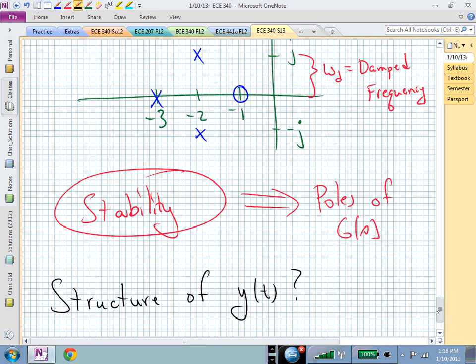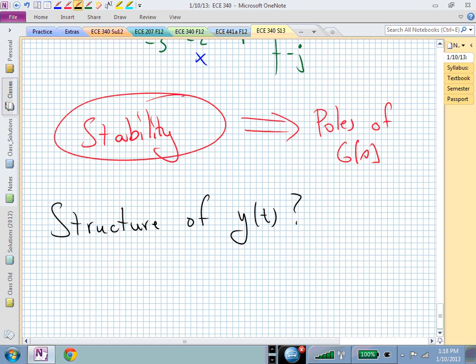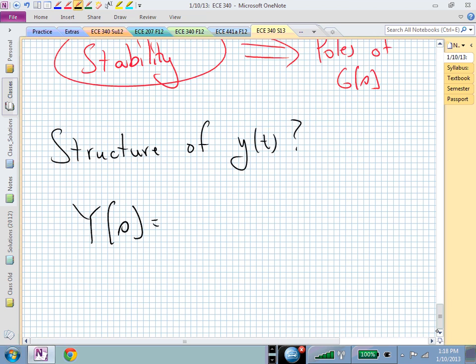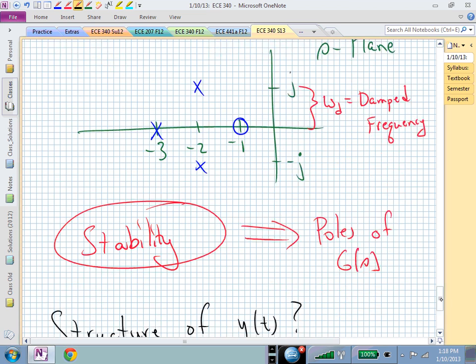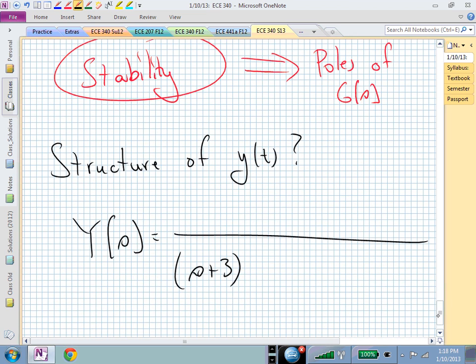What's the structure of y of t? Well, what was capital Y of S? Y of S had a pole when the value of S equal to -3 made it vanish. Here I said I had a pole at -3. That means that if I factored my denominator in the transform for Y of S, I must have a factor such that when I replace S with -3, it vanishes. That's a pole factor.